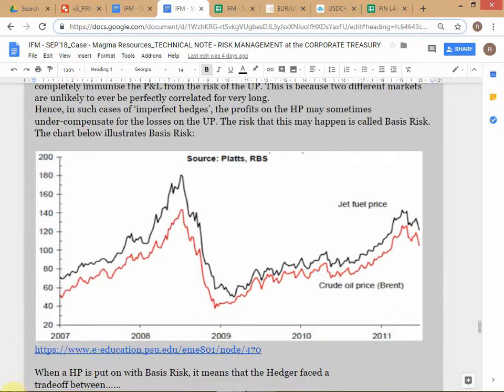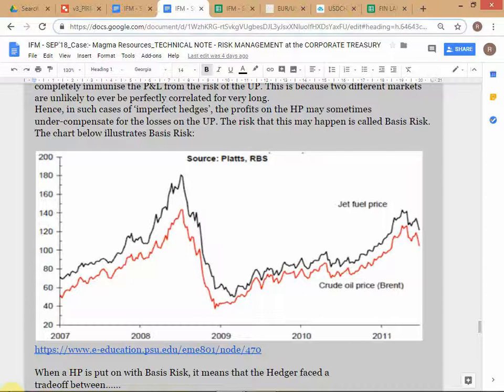So let's try and understand a few more points here. We gave the example yesterday of the airline. What is the natural position of an airline with respect to jet fuel? Short. Natural position, or underlying position, or sometimes called a structural position, is short. In the case of an airline, they're short jet fuel.